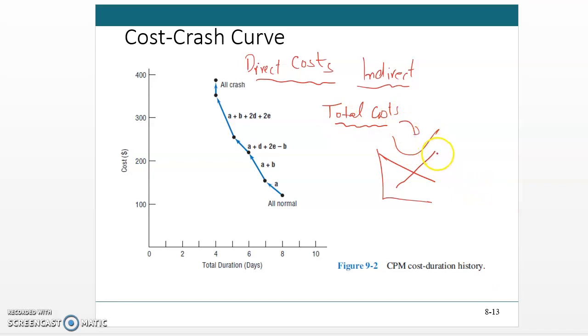So this is the direct cost, this is the indirect cost. The total cost can also be considered, but in this example we have only considered the direct costs. Okay, so with that, this crashing the project example has been completed.